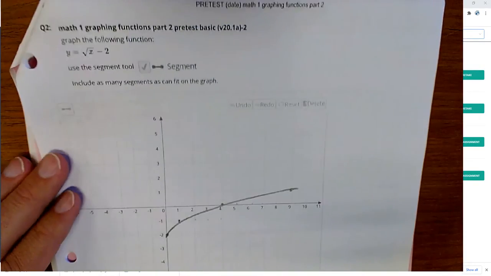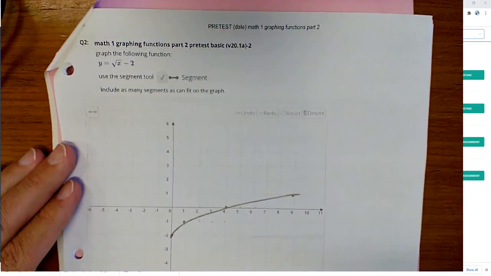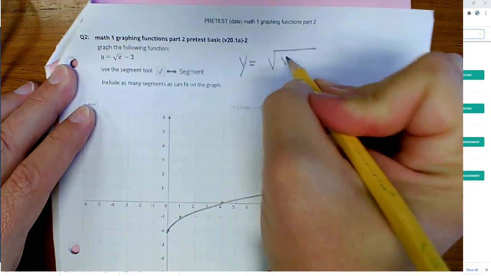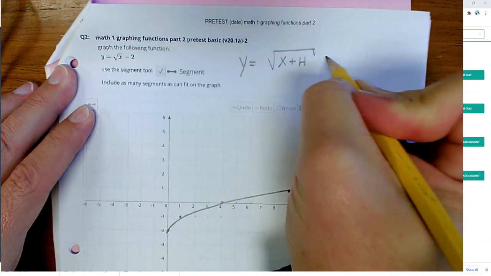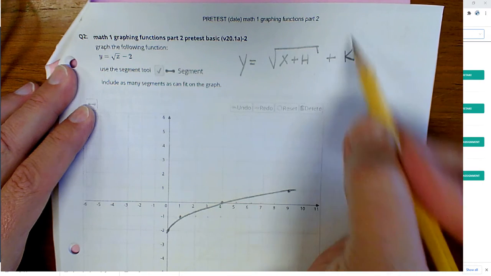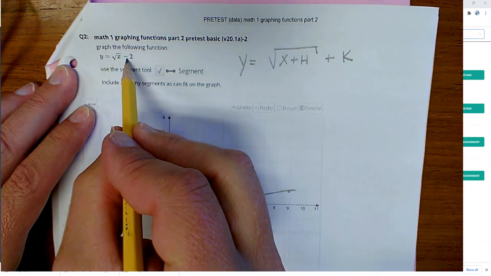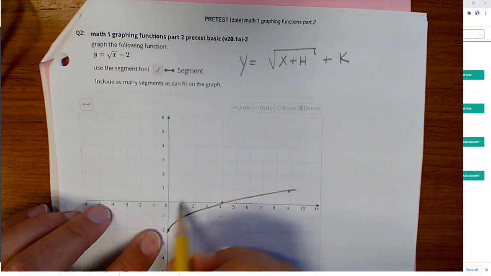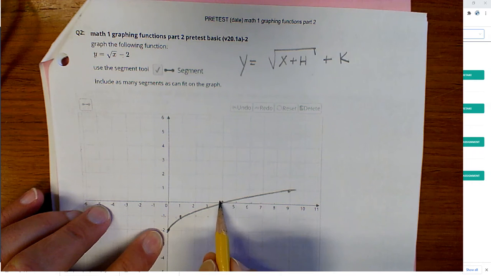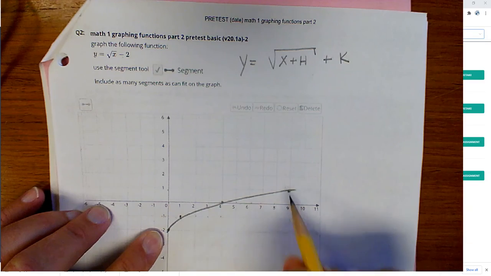All right, same idea here. We're looking at a square root function. So it's y equals the square root of x plus h, plus k, where the h does a left-right shift, the k does an up-down shift, and the h is going to appear backwards. So I just have to move this thing down 2, and it follows the normal pattern, up 1 over 1. Then over here it would go up 2 over 4, and then up 3 over 9. I'm trying to take the square root of 1, the square root of 4, and the square root of 9.